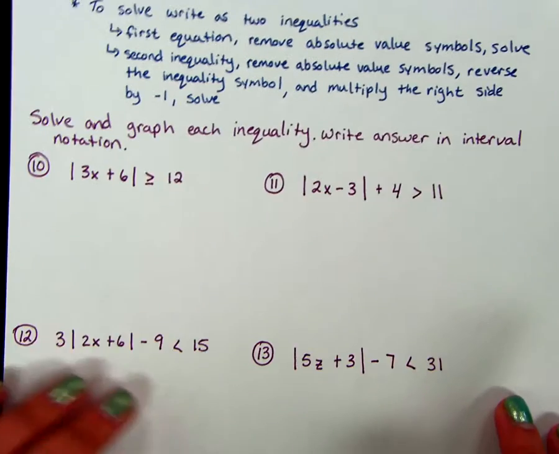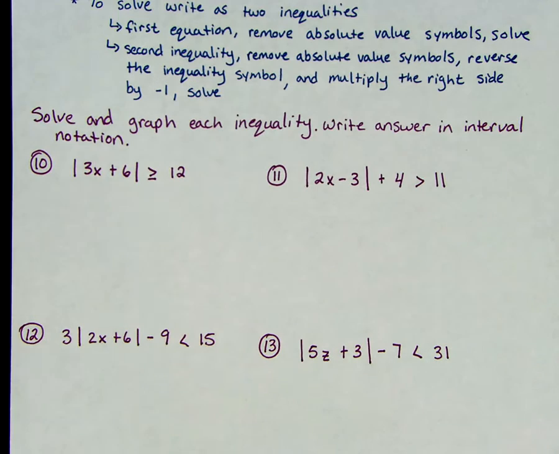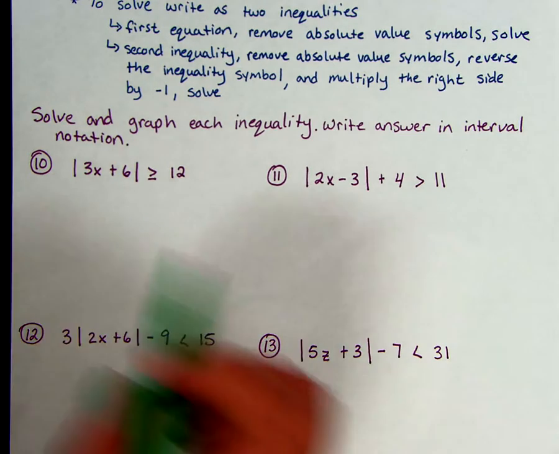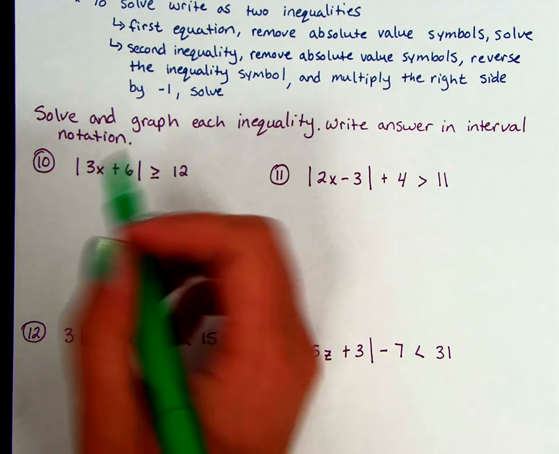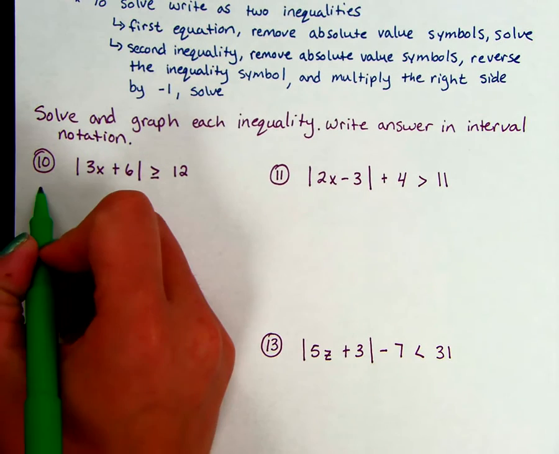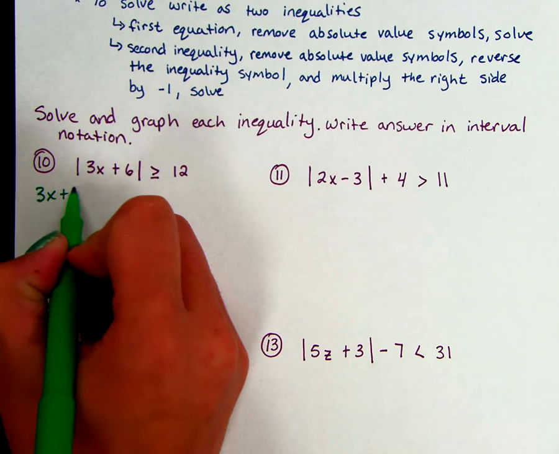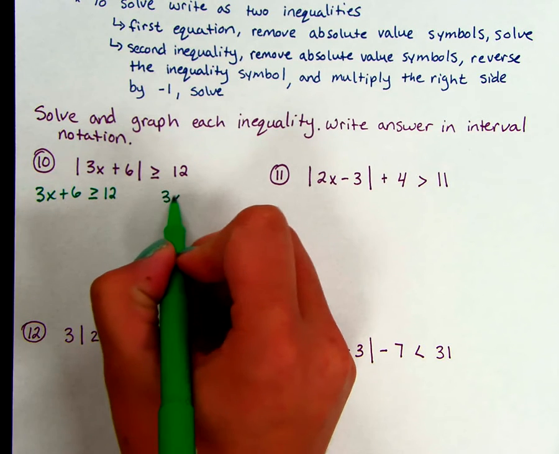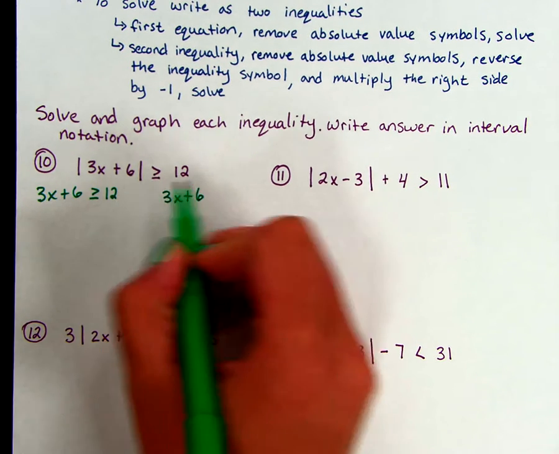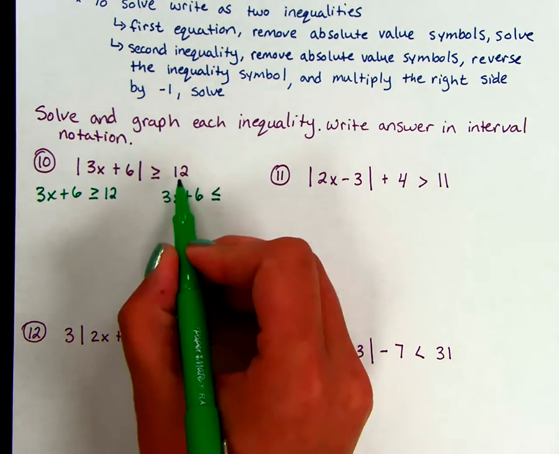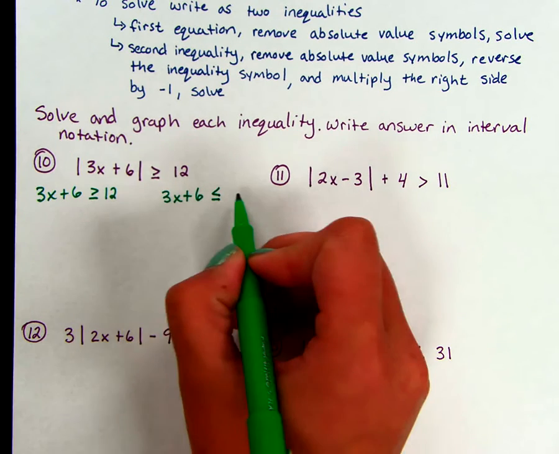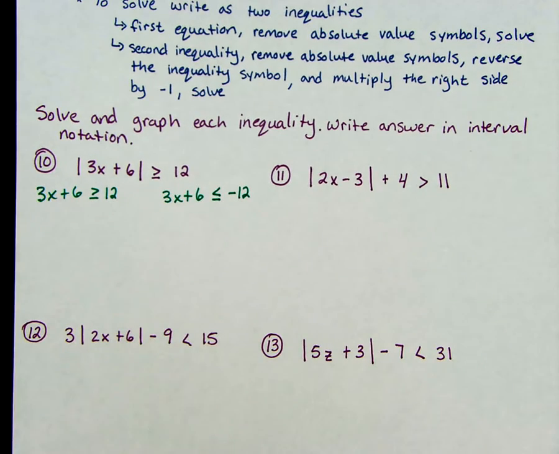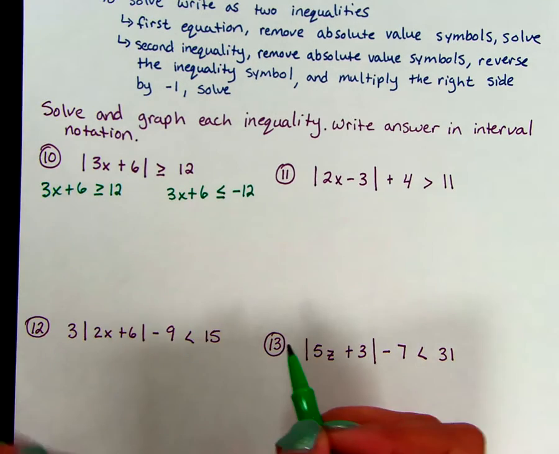So let's try our first example. It says solve and graph each inequality, write answer in interval notation. On this one, we're going to leave it as is: 3x plus 6 greater than or equal to 12. And then for the second piece, 3x plus 6, we flip the inequality symbol to point this way, and we change this to be its opposite sign, so this will be a -12. And then just like before, we're going to solve each piece.